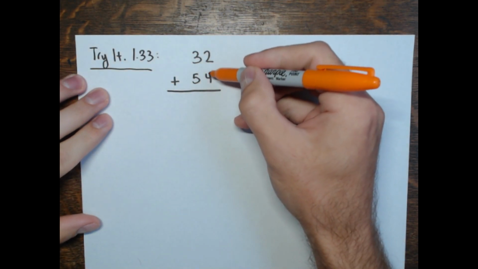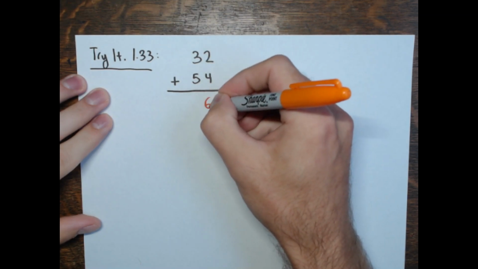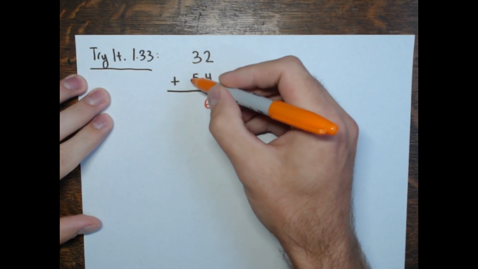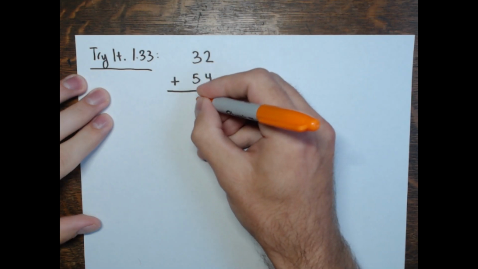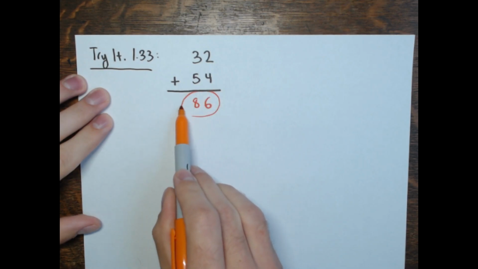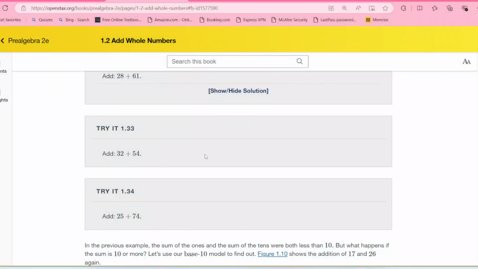There are 2 ones and 4 ones. 2 plus 4 is 6. So it's 6 ones. And then there are 3 tens plus 5 tens. 3 plus 5 is 8. So there are 8 tens, 6 ones. The sum of 32 and 54 is 86. And that's it. All right, 86 blocks.